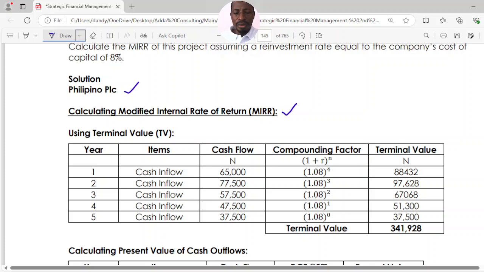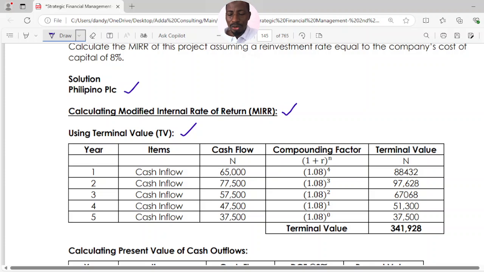Then, of course, on the day of your exam, don't say calculating modified internal rate of return using terminal value. Don't say that. Just go ahead and solve whatever you need to solve. Don't indicate using terminal value. Just ignore that information. It's because of the explanation. That's why I have to do it this way. I want you to understand it so that you know what we are doing. That's what I say, using terminal value. On the day of your exam, ignore that information. Don't say using terminal value.